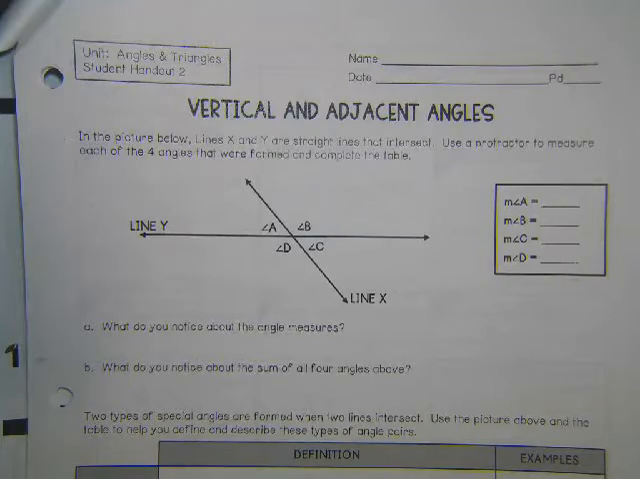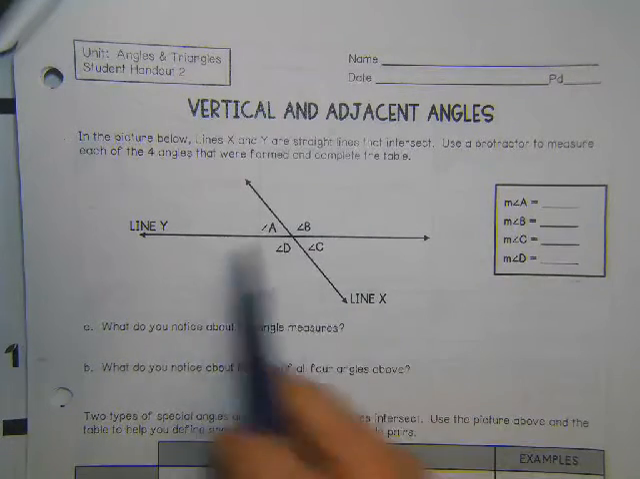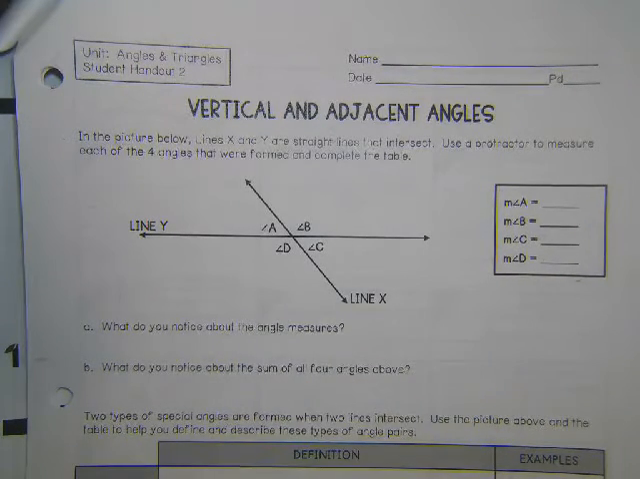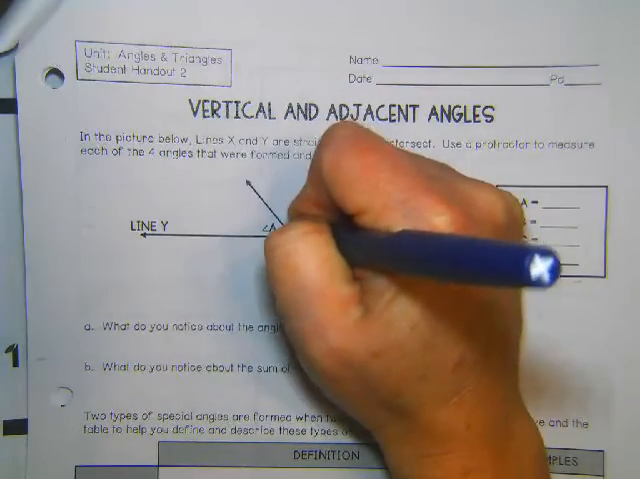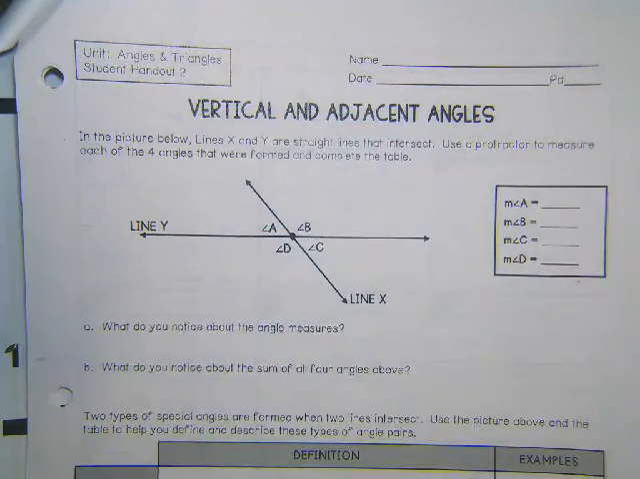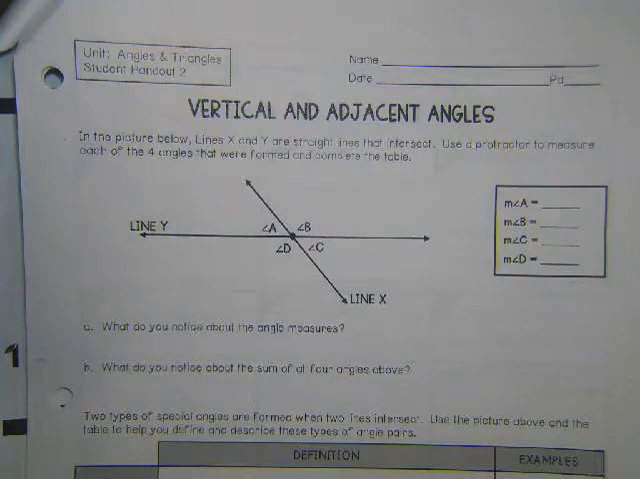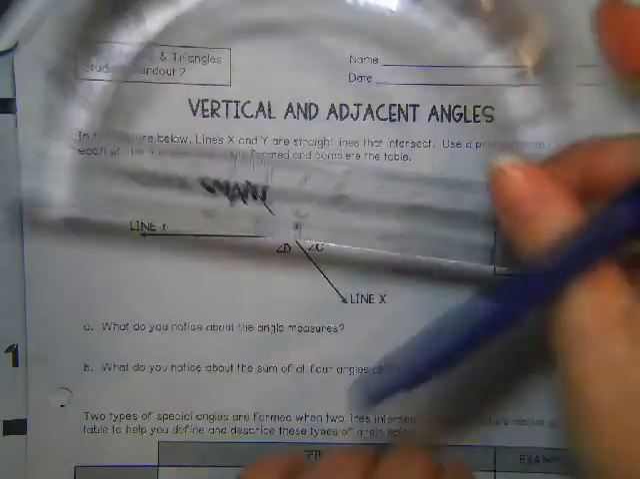In the picture below, lines X and Y are straight lines that intersect. Here is your point of intersection right here. Use a protractor to measure each of the four angles that were formed by this, and then complete the table.